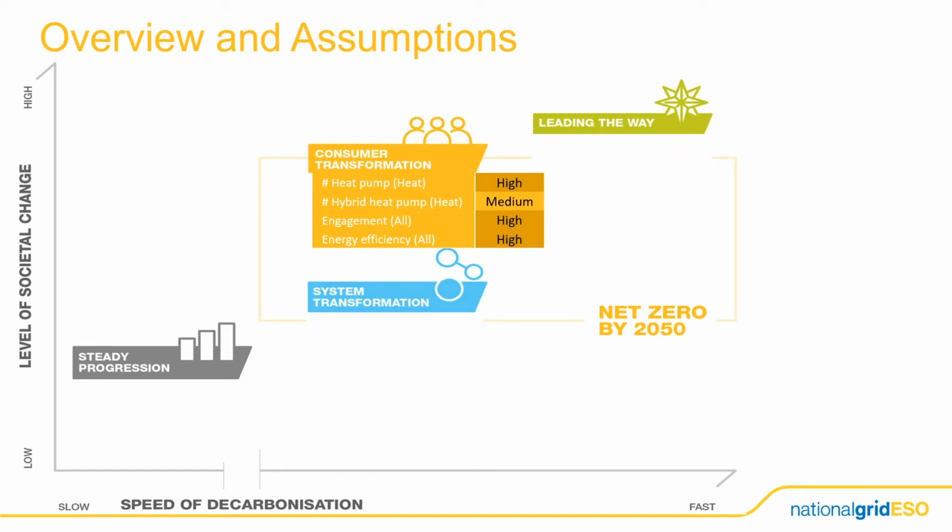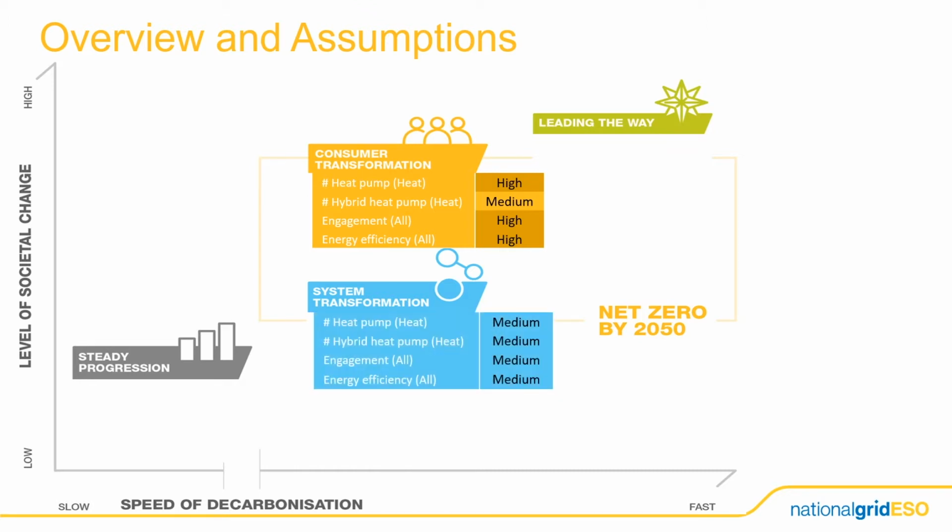In contrast, the system transformation scenario, which you see here in the blue header, has two important differences to the consumer transformation scenario. The first difference is that it has lower levels of thermal efficiency, and secondly, it has lower levels of heat pump uptake. This tells us that it is achieving net zero in a much different way, at least with respect to heating. For non-heat demand such as lighting, washing machines, TVs, the consumer transformation and system transformation scenarios are actually very similar.